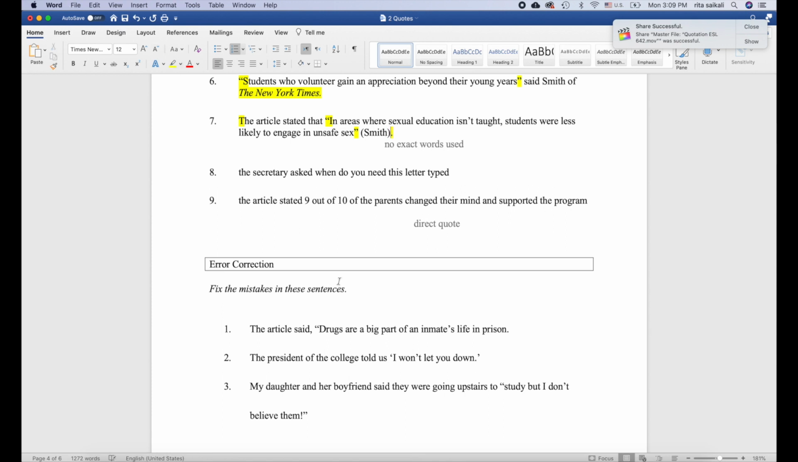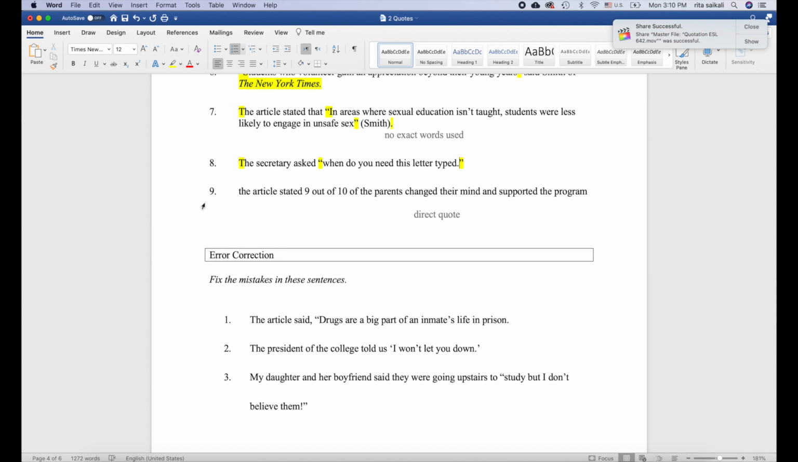Okay. Then we have number 8. The secretary asked, "When do you need this letter typed?" T is capitalized. Again, the beginning of the sentence, we always capitalize. Asked, this is exactly what they asked, so we have to put quotation marks and then period. Well, period inside the quotation mark. When do you need this letter typed? This is exactly what they asked, and we know this because it's addressing you. And they're talking to that person.